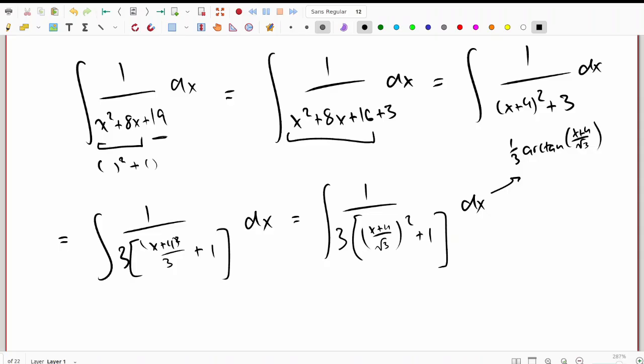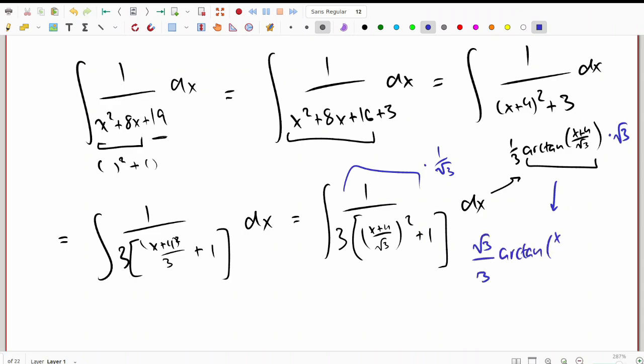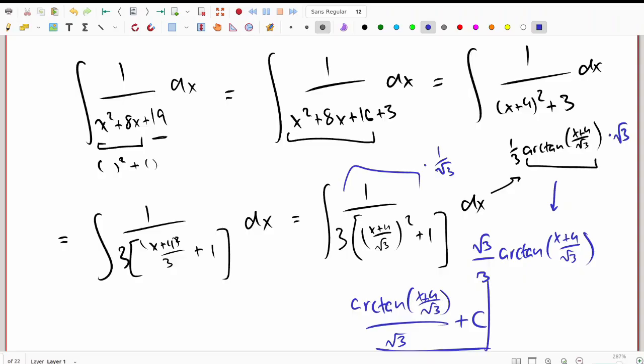We're not done yet. Remember, when we take the derivative of this, we're going to get this expression, but times 1 over root 3. So to account for that, we're going to multiply this by root 3. Therefore, it becomes root 3 over 3 arctangent x plus 4 divided by square root of 3. This I'm going to simplify to make it arctan x plus 4 divided by root 3 all over root 3 plus c, because it's an indefinite integral, and this is our final answer.